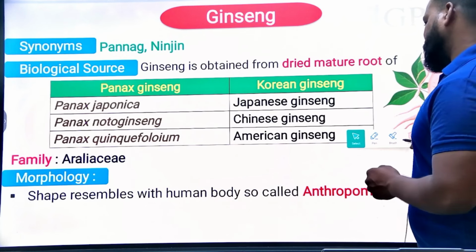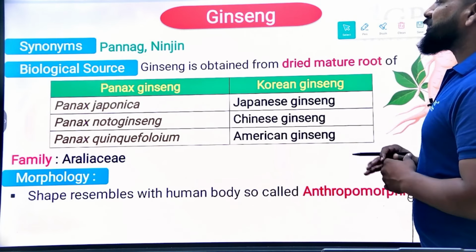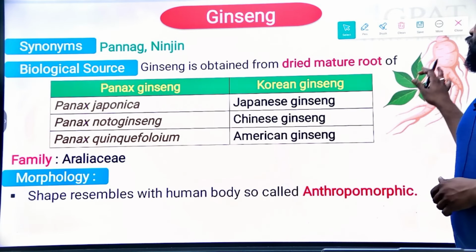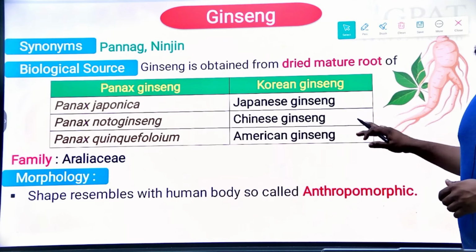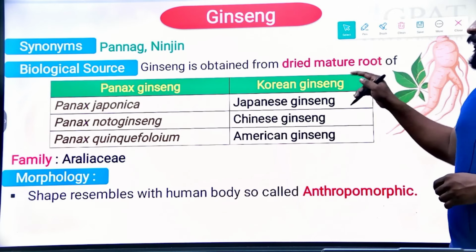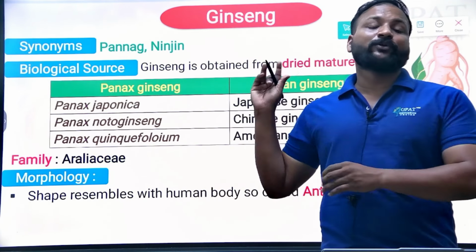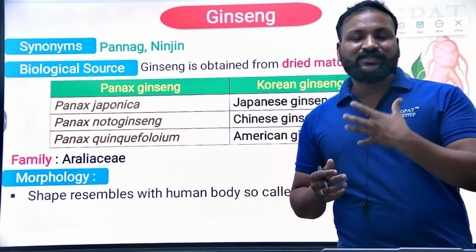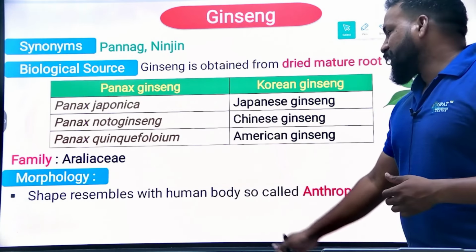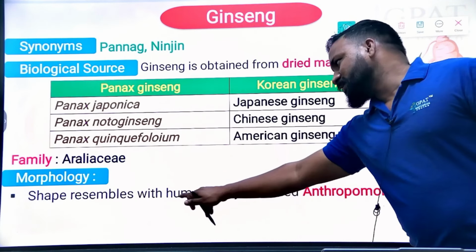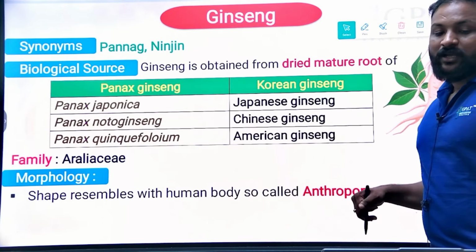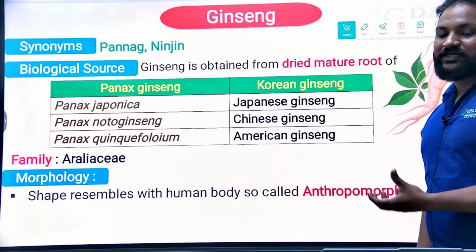You can see this ginseng contains panaxosides and ginsenosides. It is known as Ninjin, or human root, or human body root. Try to remember the synonyms of this plant, it is very important: human body root, Ninjin or Panax. It is known as a super tonic. It can heal most diseases and is an immunomodulating agent. Its shape resembles the human body, so it is called anthropomorphic. Anthro means human, and morphic means morphology, so human-like morphology. That's the reason for the name human root.